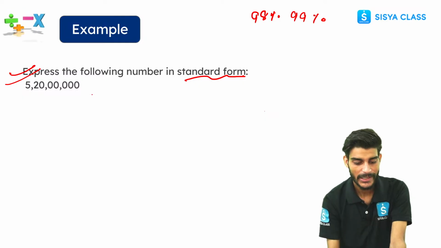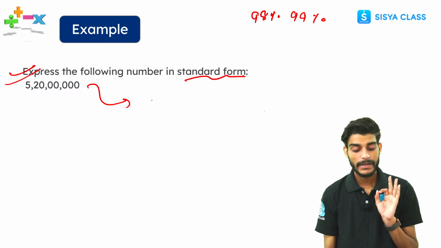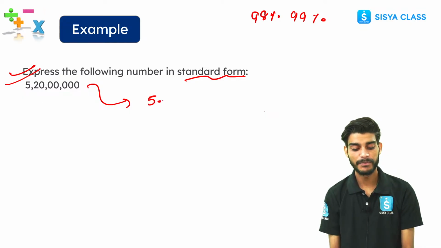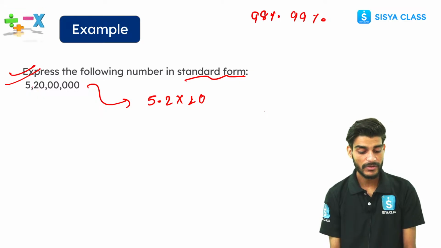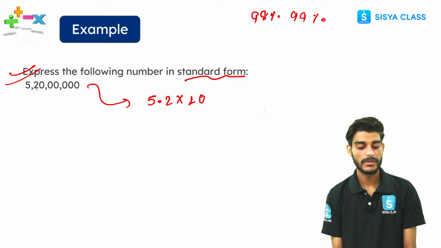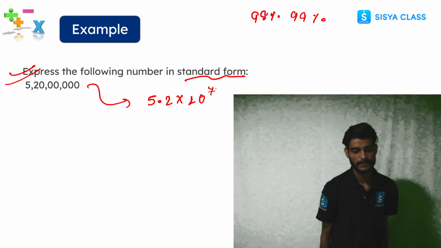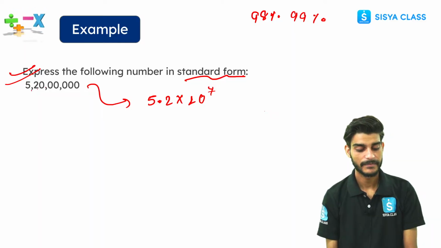So 520, what I told you in the first step, you have to put the decimal at the right position. Right position means after the first non-zero number. What is the first non-zero number? That is 5. So 5.2 into 10 raised to the power... Now the next question is, what will be the power of 10? Just count where you put the decimal. So here it is 5 point something. So count 1, 2, 3, 4, 5, 6, 7. So 10 raised to the power 7. So 5.2 into 10 raised to the power 7. Clear?